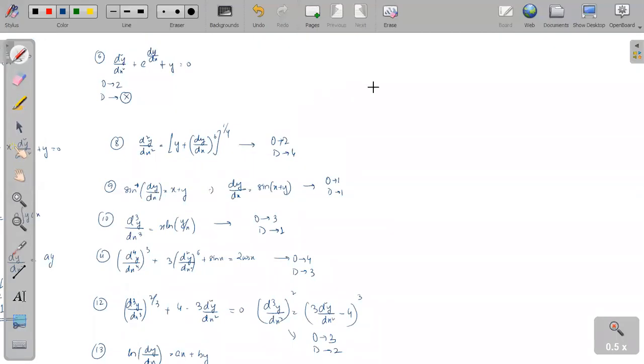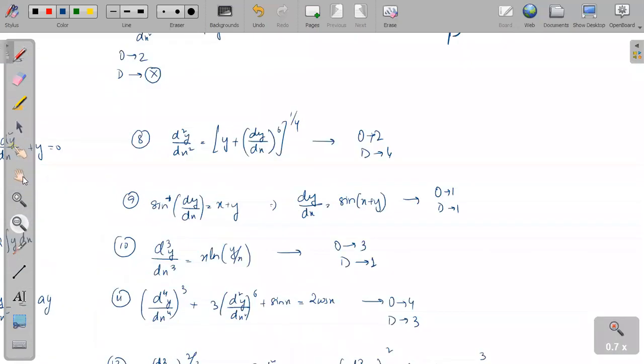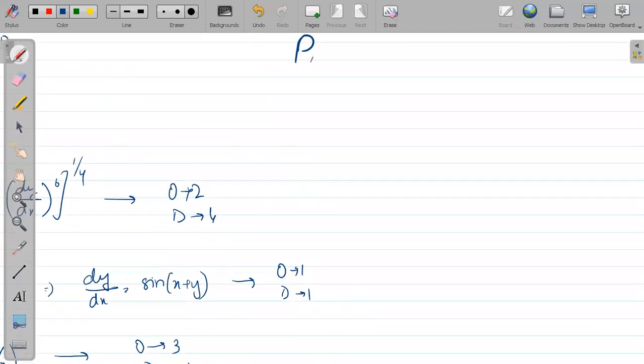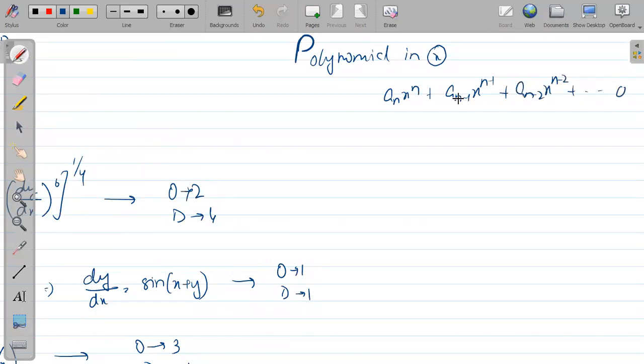Polynomial क्या होता है? If I ask you what is a polynomial in terms of x, the power of the variable must be free from fractions. Polynomial in x, suppose, क्या होता है ये? a_n x to the power n plus a_(n-1) x to the power n minus 1 plus a_(n-2) x to the power n minus 2. Right? This is a polynomial of x. What is n? N is a natural number here. The power should be a natural number only.